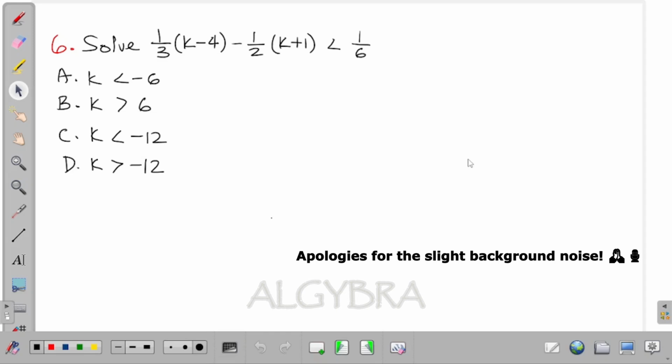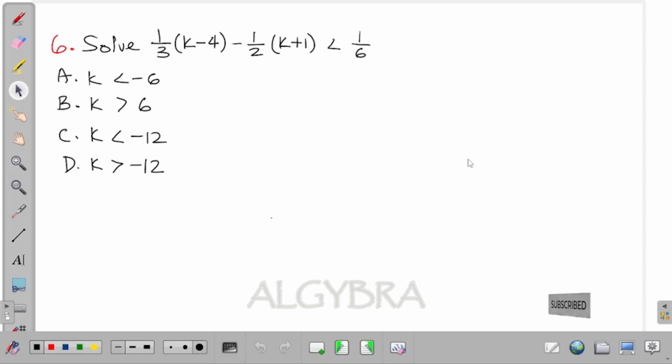The first option is that k is less than -6. The second option is that k is greater than 6. The third option is k is less than -12. And the fourth option is that k is greater than -12. Okay, so let's try to write this out and solve it.